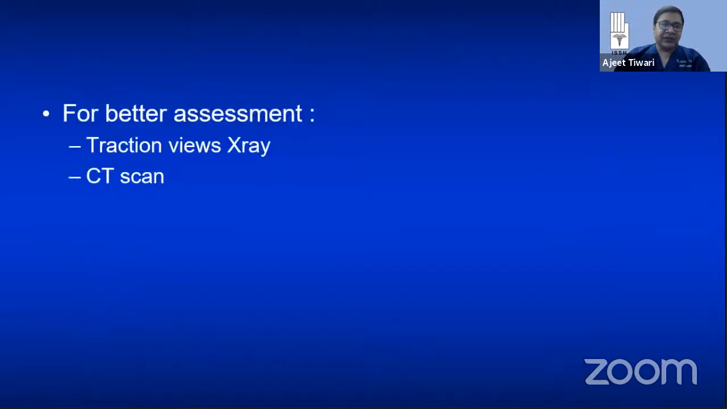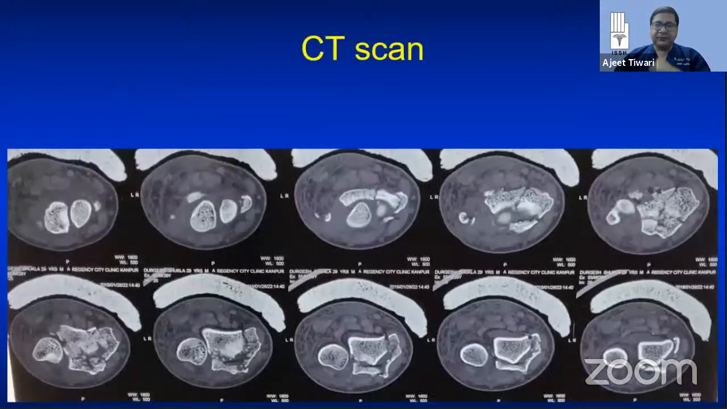For better assessment, it is advised that whenever the patient has comminuted fractures, it's a good idea to go for traction view X-rays and a CT scan. And what the literature says is that traction view X-rays and the CT scan give a similar kind of assessment. Once I had done the CT scan of this patient, you can see there's severe intra-articular comminution, there's dorsal comminution, and you will see there's a fracture of the volar lunate fragment on the volar aspect.